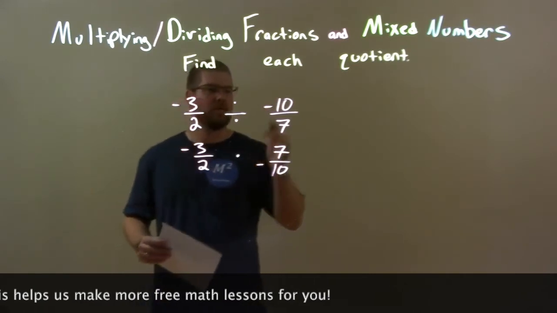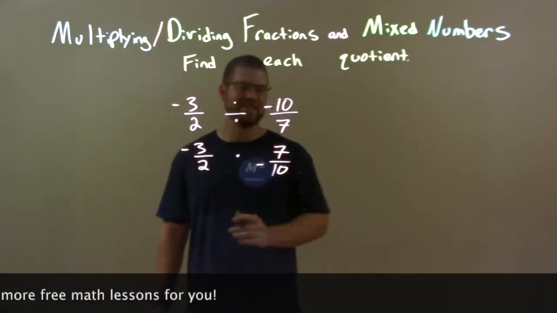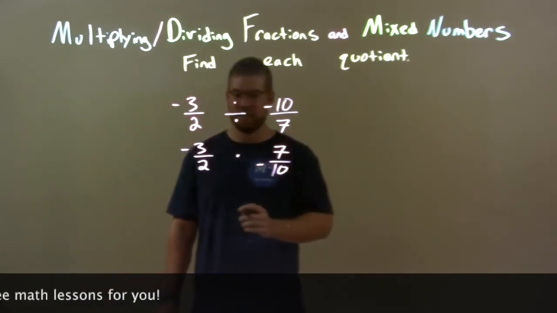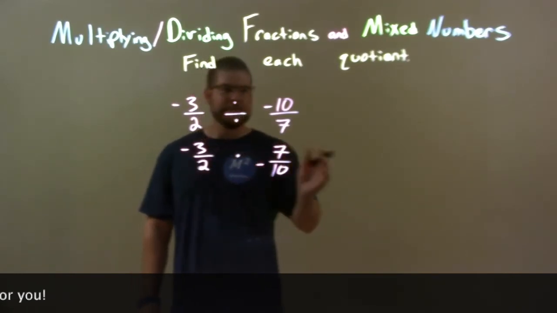Okay? So dividing by negative 10 over 7 is the same thing as multiplying by 7 over negative 10. Now, I'm going to see, is there anything I can do to simplify this?